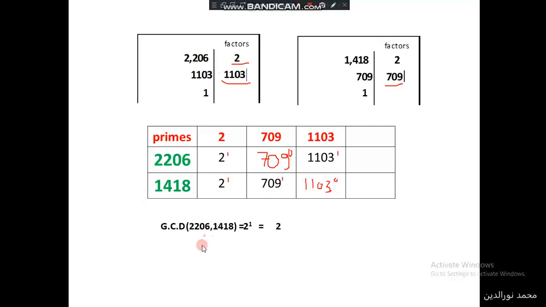To find the LCM, as we said, we take the prime factors with the highest power. So 2 to the power 1 times 709 to the power 1, this is 0, and this 1 is greater than 0, so 709 power 1 times 1103, and it equals 1,564,054.